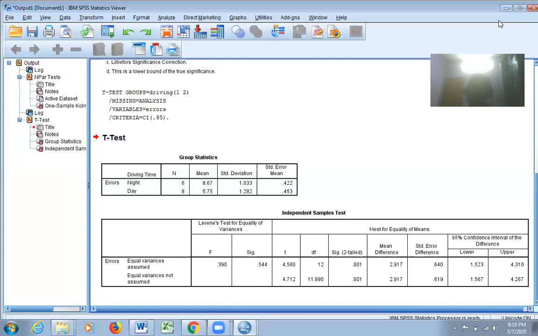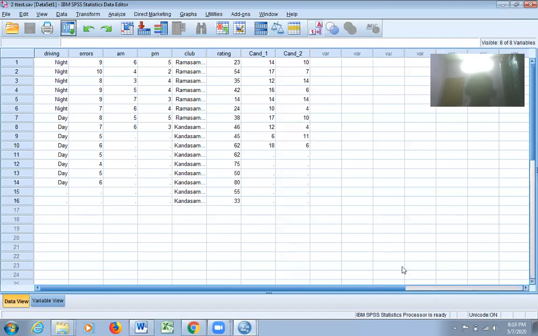Fine. So let us close this output window. Let me come to the next test. There's another condition where we need to conduct paired samples t tests. This is to be conducted when you have something called a pre-test and post-test: before giving, after giving, before taking, after taking. That kind of condition, you can go for the paired samples t-test.